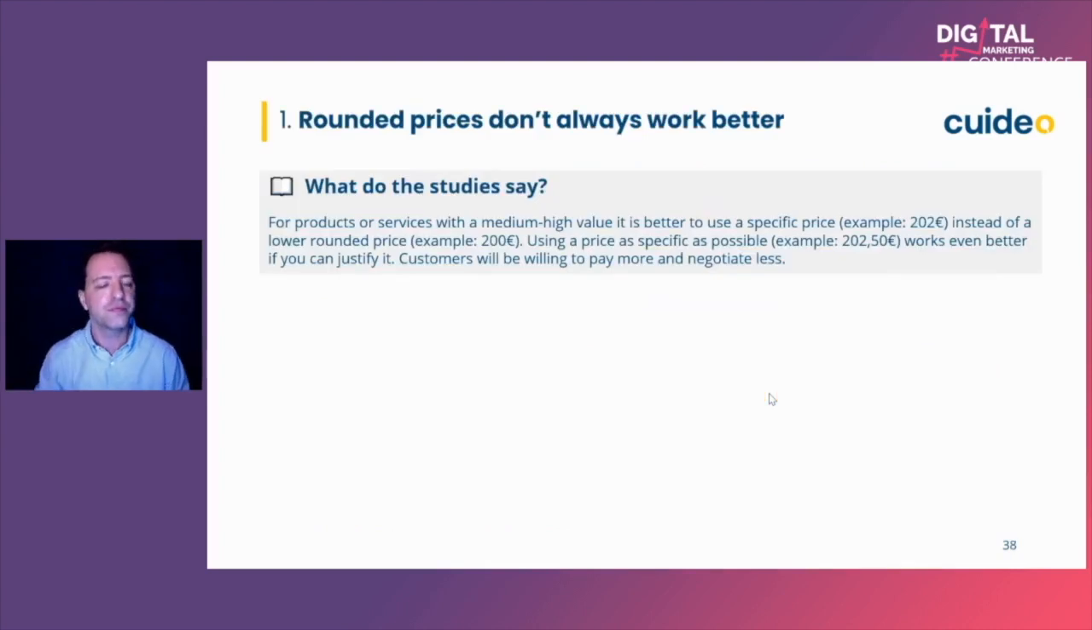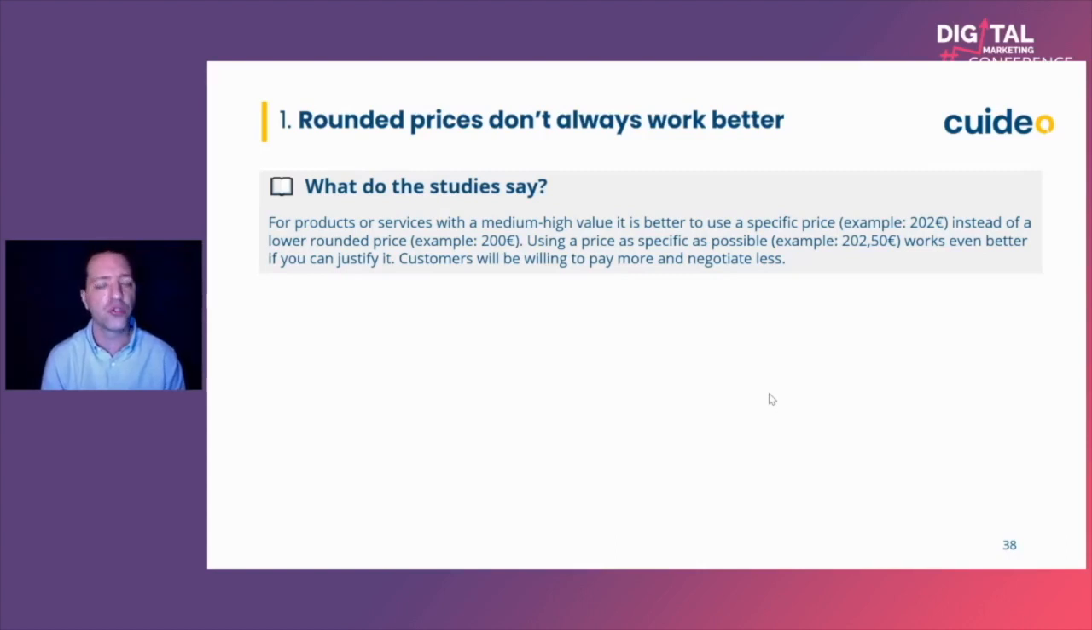So the first one that we focused on was rounded prices. What did we see? Contrary to popular belief, rounded prices don't always work better. If you have a product or service that sells at 200 euros, that doesn't necessarily convert better than the same product or service costing 202 euros, or even 202.50 euros. In e-commerce solutions, this is very straightforward. But in B2B solutions, when we're talking about services, house sales, etc., that's not always the case.